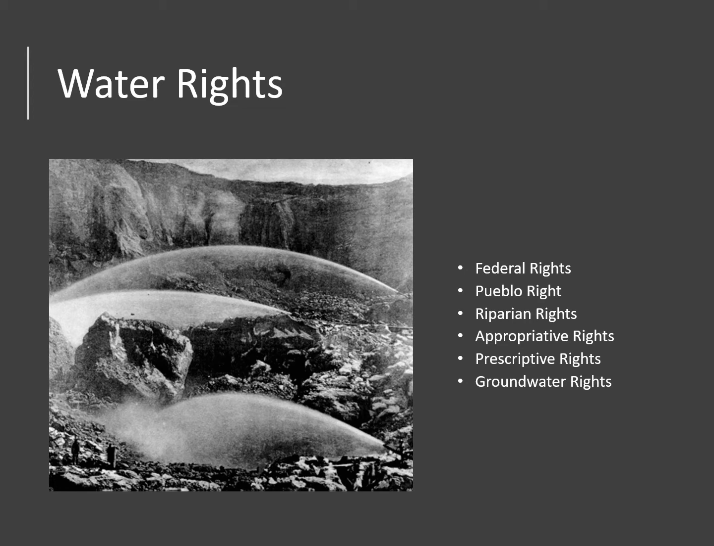And the picture that you see is hydraulicking. That's how they used to mine for gold in the Sacramento area by shooting water cannons at mountains and taking down whole mountains.